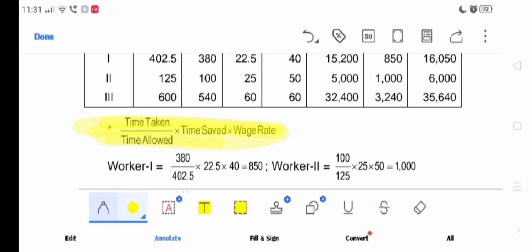So how they will calculate bonus under Rowan scheme, ma'am? Here is the formula. Time taken by time allowed into time saved into wage rate. So this wage rate is common. This you have to remember. Time taken by time allowed into time saved, so you will get the proportion, into wage rate per hour. So this is the bonus part, and along with this you are going to obviously get the basic earnings.